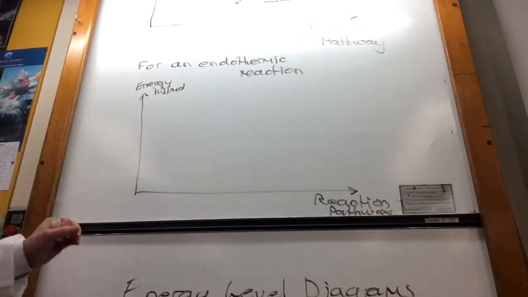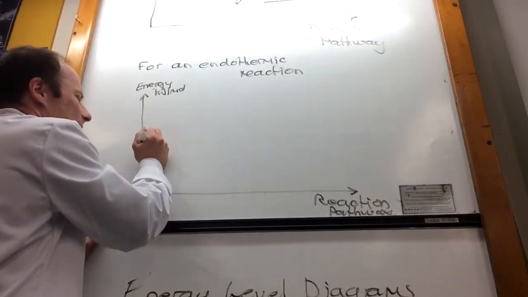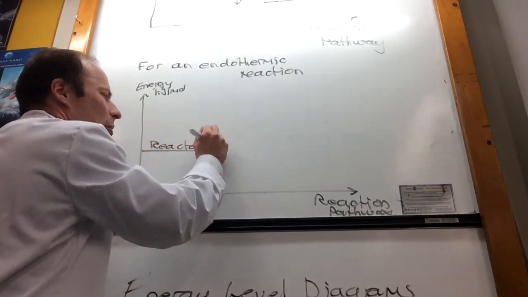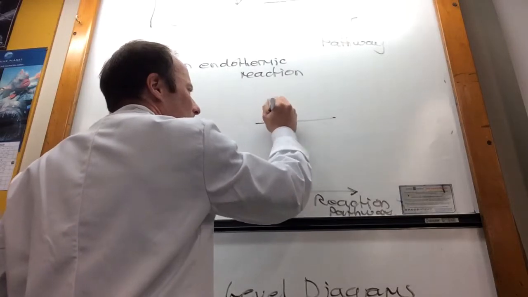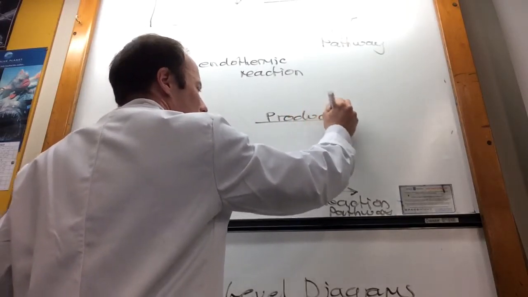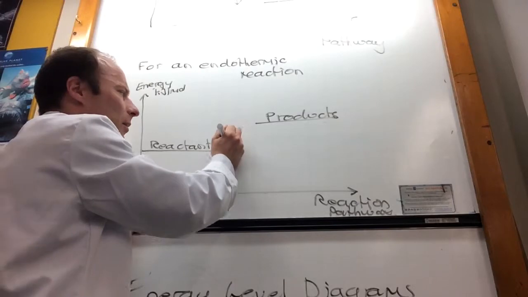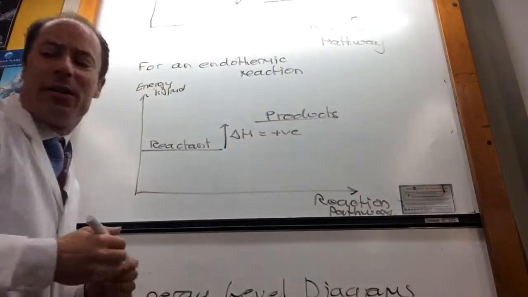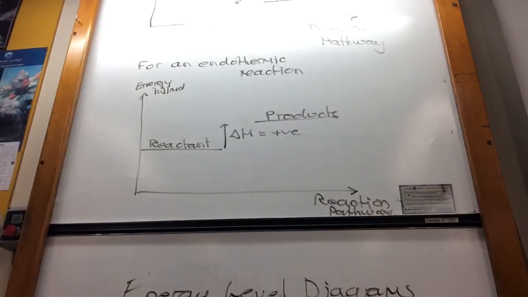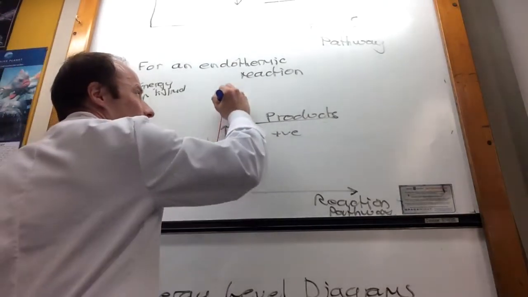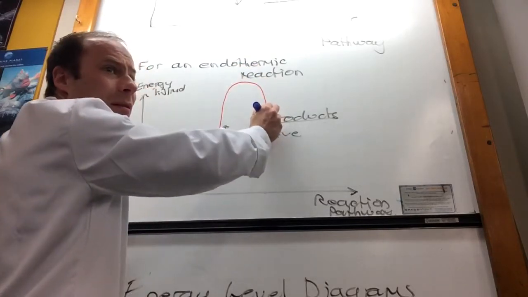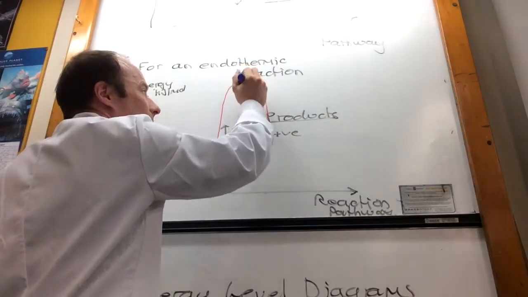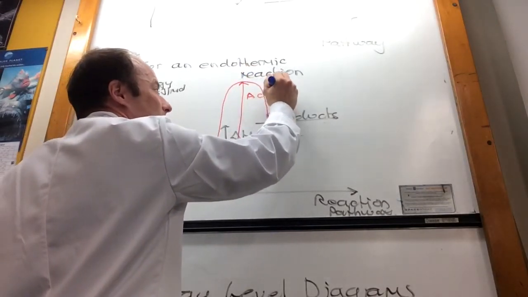So what we do is I'll do a similar one but for an endothermic. So for an endothermic reaction, if my reactants are here, you just do the same as we were doing. My products are higher. This distance from here to here is delta H, which is positive. And my activation energy goes from here to there. But now the activation energy is that. So the red arrow is my activation energy.